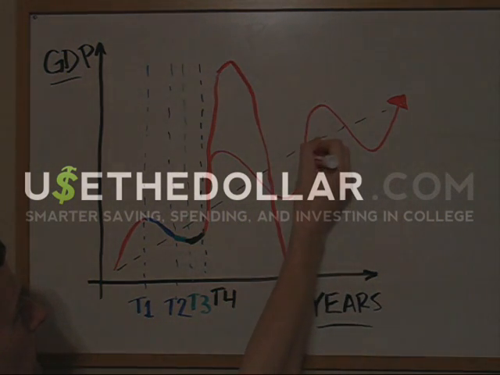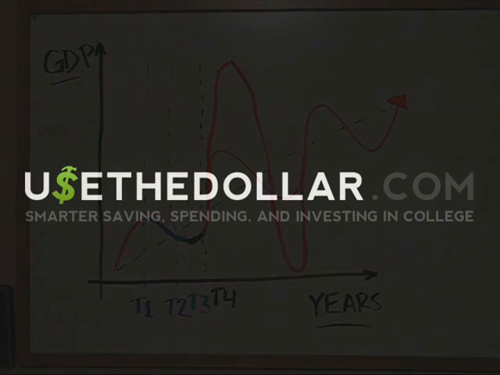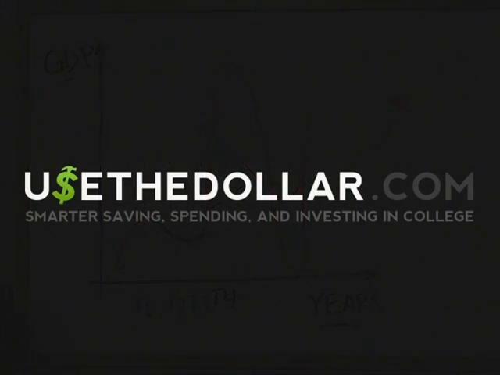This, listeners, is why the government will never be good at pulling us out of recessions, and good intentioned as it may be, will only make things worse as it tries to interfere. This has been Michael Caldwell with UseTheDollar.com on why the government is no good at pulling us out of recessions.